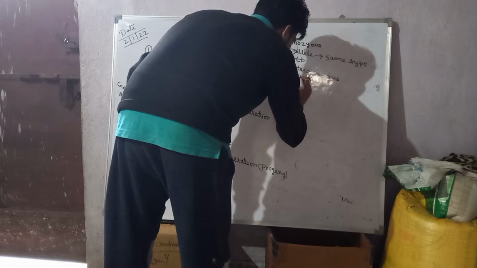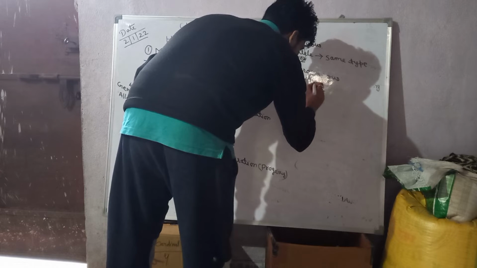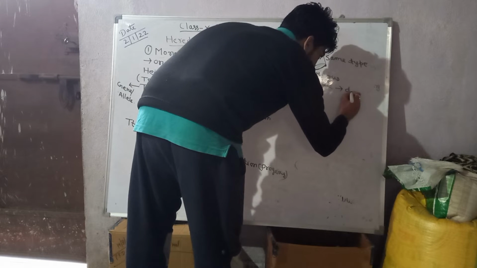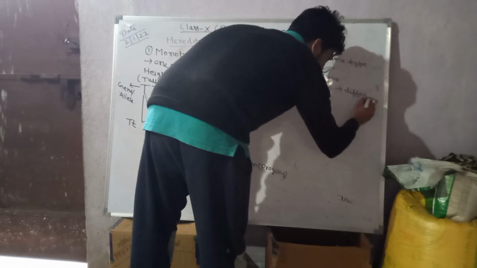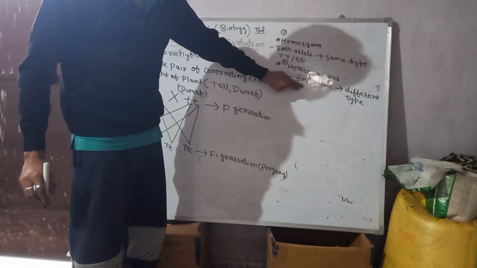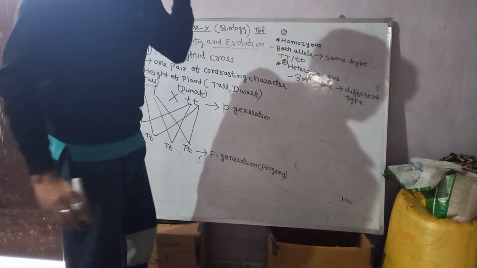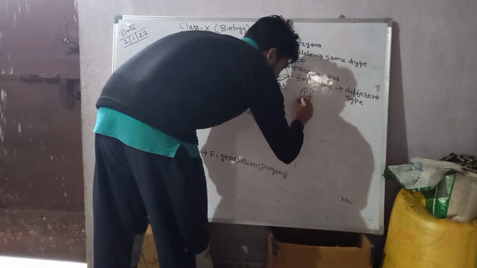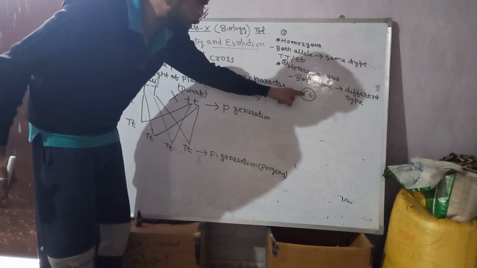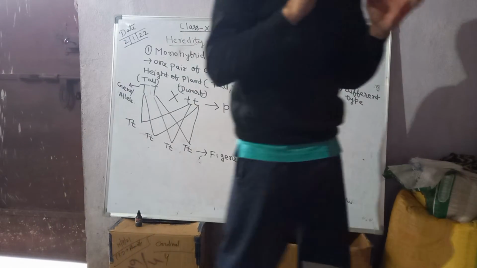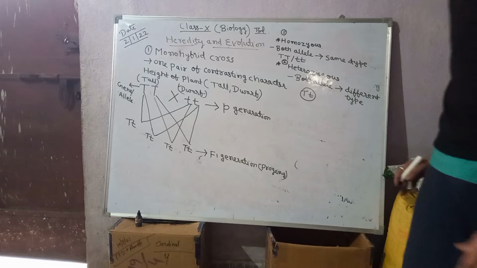Heterozygous means, my dear student, both alleles or genes are of different type. For an example, here one is the capital T and the second one is the small t. So both the genes, capital T is one and small t is another. So both are different. So this one is the heterozygous condition.